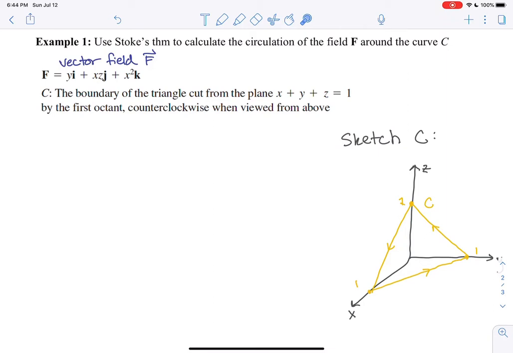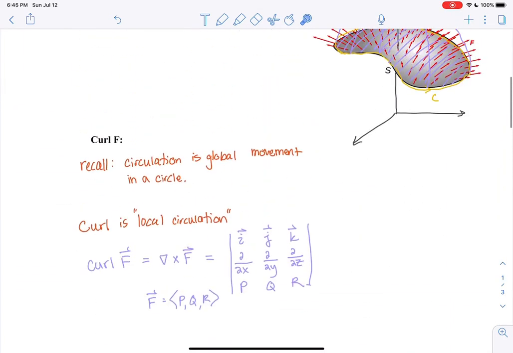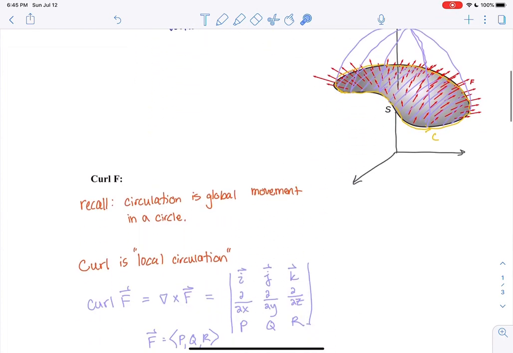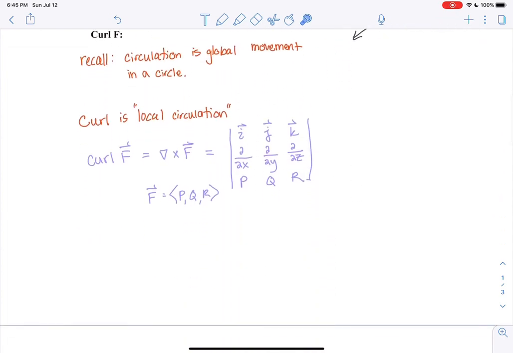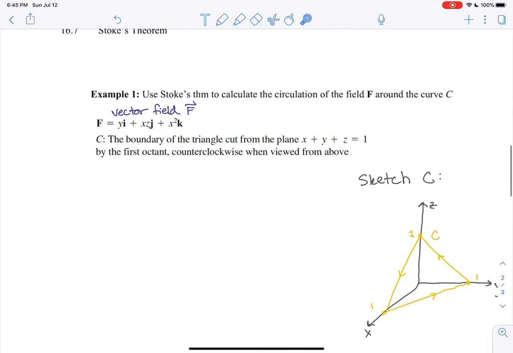Let's apply Stokes' theorem. Instead of doing the line integral across that path, we're going to do a surface integral, right? A surface integral where the integrand is the curl of the vector field. So the first thing we need to do is pick a surface. And remember I said that the surface you pick can be any surface whose boundary is that curve.